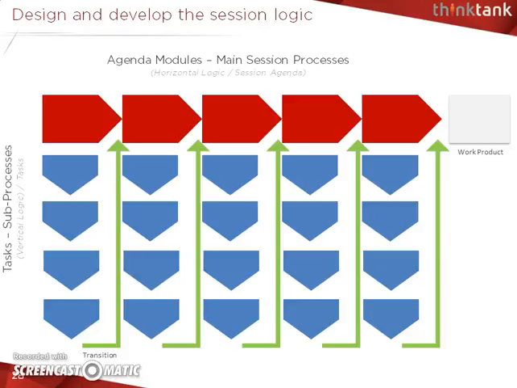A good planning principle for the agenda is, of course, to make sure that we know what the work product is, and basically to make sure that the major process, or the horizontal logic, will actually produce the work product that is needed.